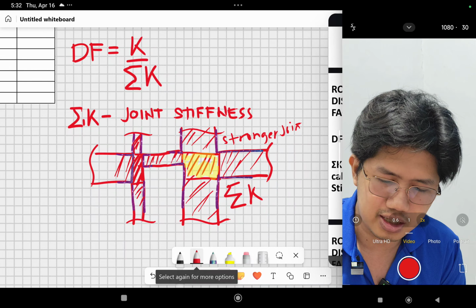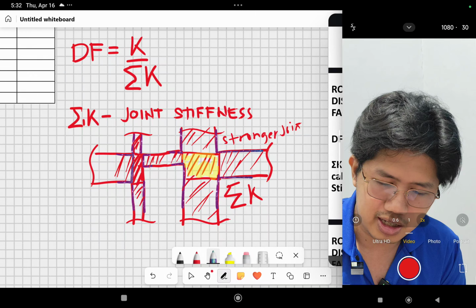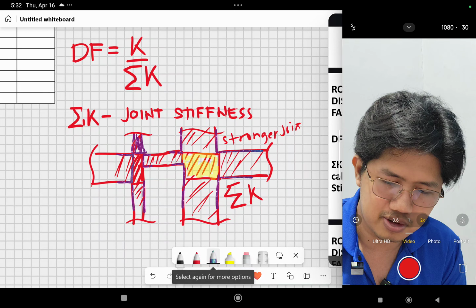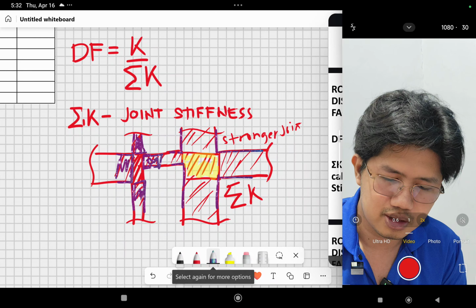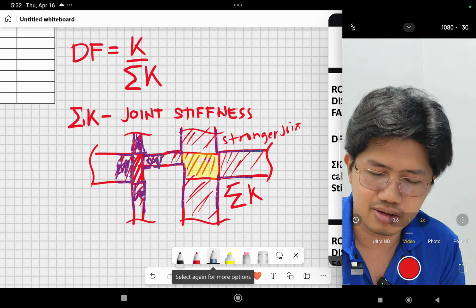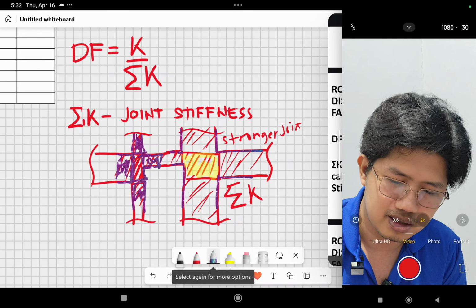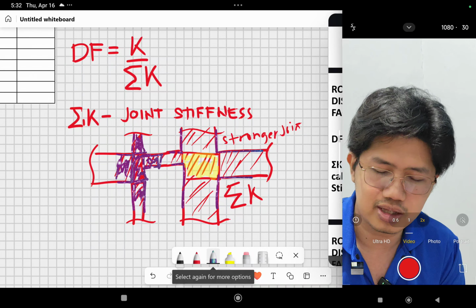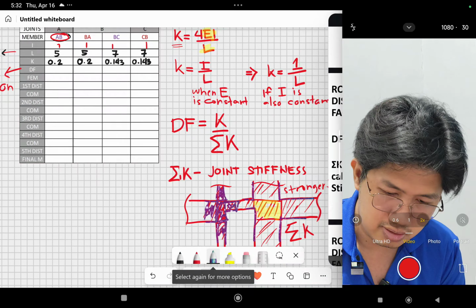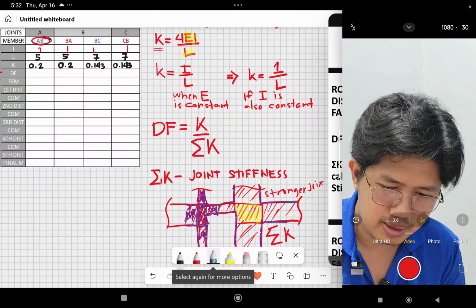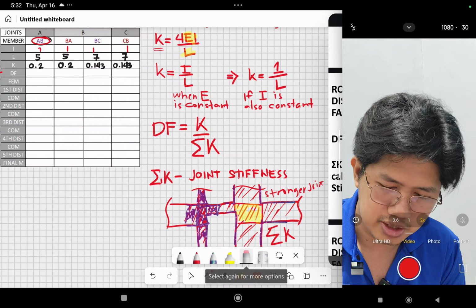So, pag-add lang natin lahat ng stiffness ng members na connected sa kanya. For example, ito, na-determine mo na yung stiffness ng bawat member na to. I-add mo lang lahat, yun yung magiging stiffness ng joint natin. Okay? So, we can easily do that. So, summation K.